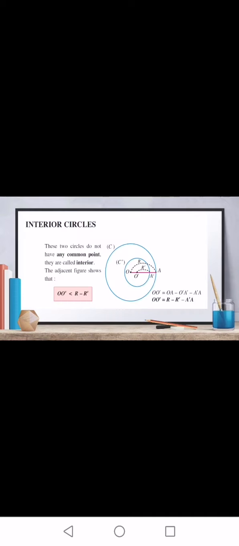Now, interior circles. As we see, also there is no common point between these two circles, but here they are interior, not exterior, as we see in this figure, and OO' is less than the subtraction of the two radii. That means OO' is less than R minus R'. Remark: if the two centers O and O' coincide with each other, the two circles are called concentric.